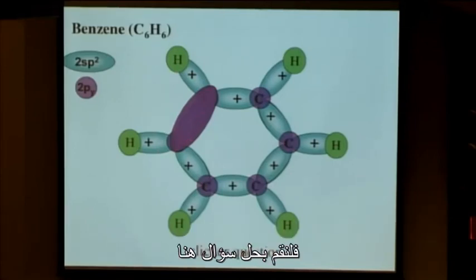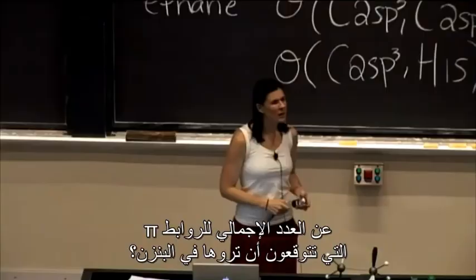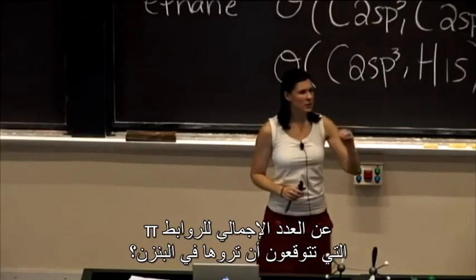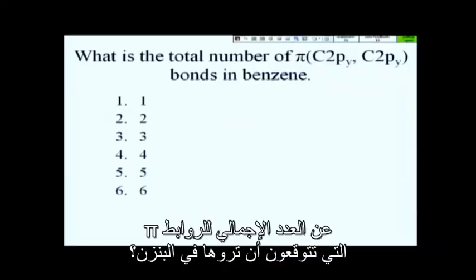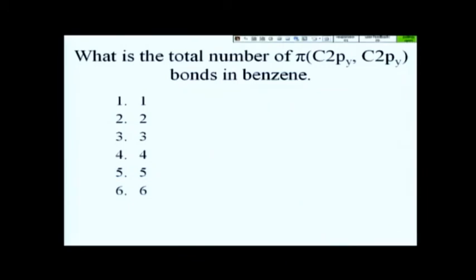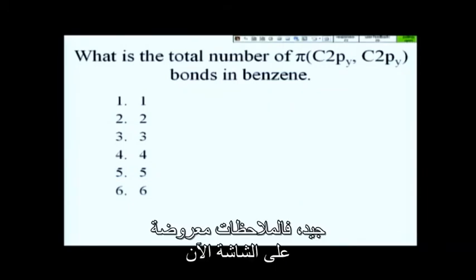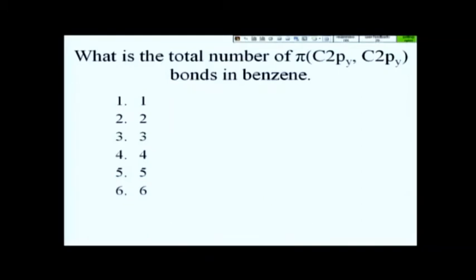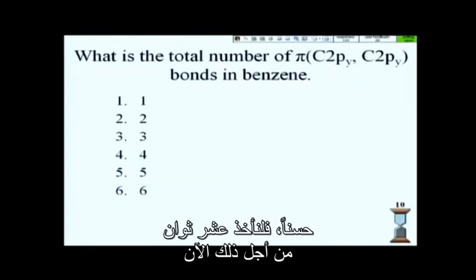So let's have a clicker question here on how many total pi bonds do you expect to see in benzene? The notes are left up on this screen right now. All right, so let's take 10 seconds on that.